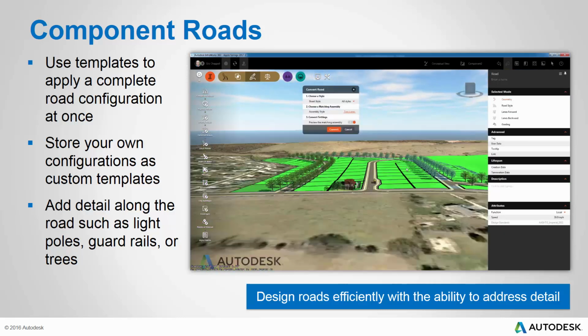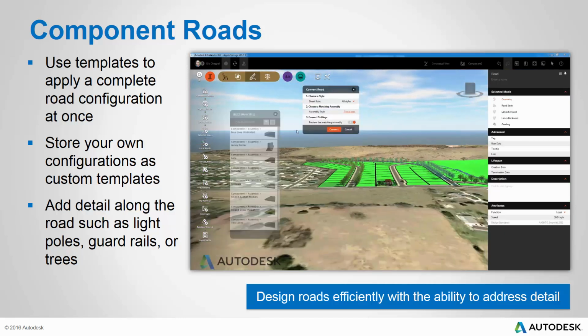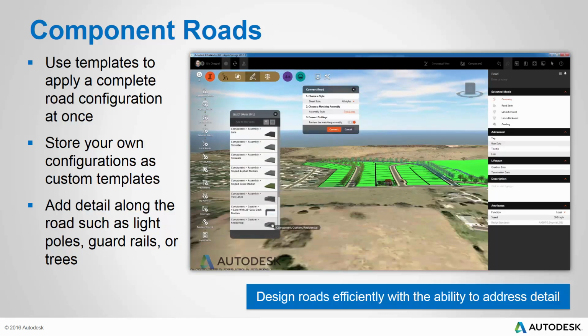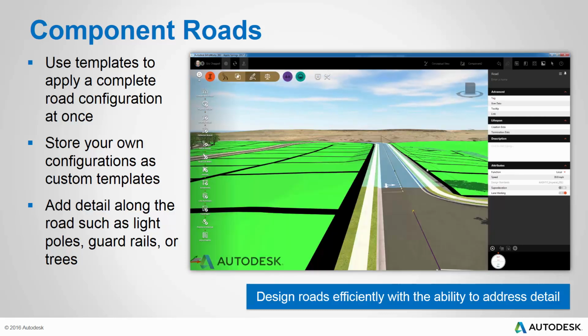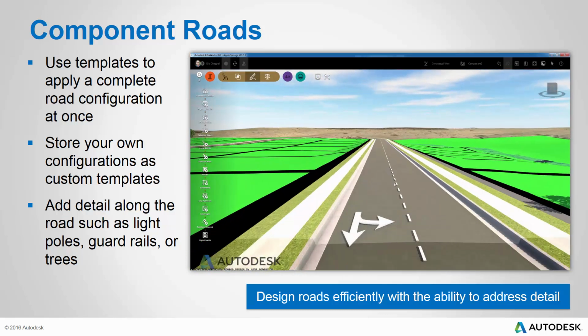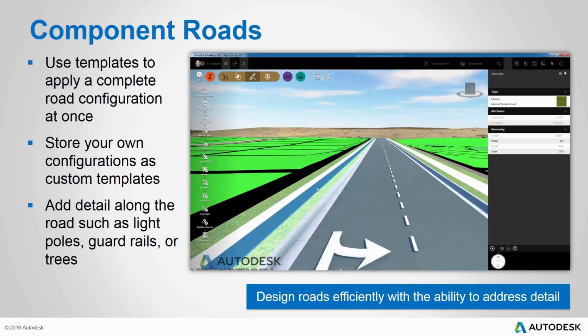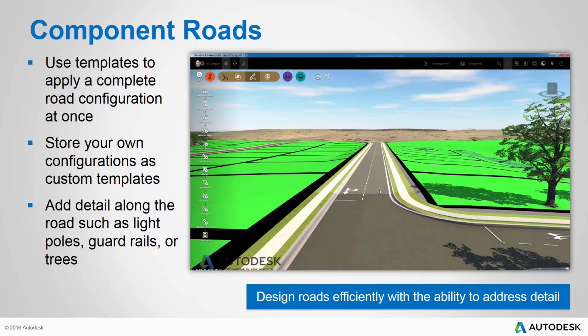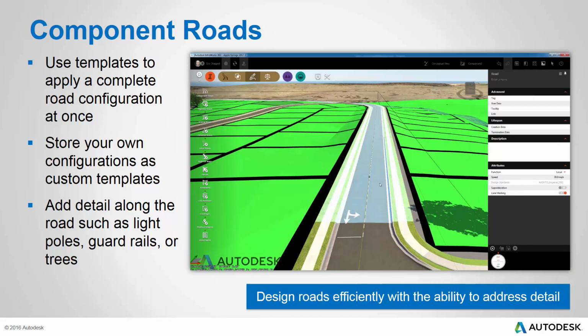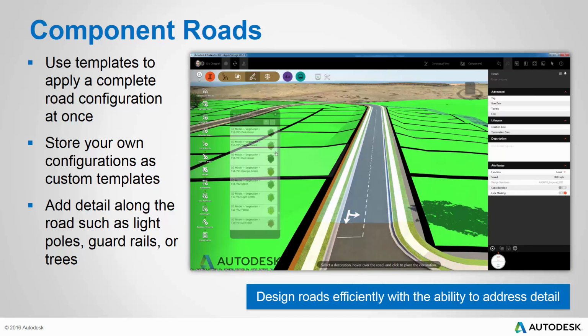We do this by converting the style-based road to a component road and then simply choosing the component road template that we'd like to apply in the conversion process. As you can see, in just a few seconds, not only have we converted this road to a component road, but it also has the components and configuration of the road we were designing just a few minutes ago.